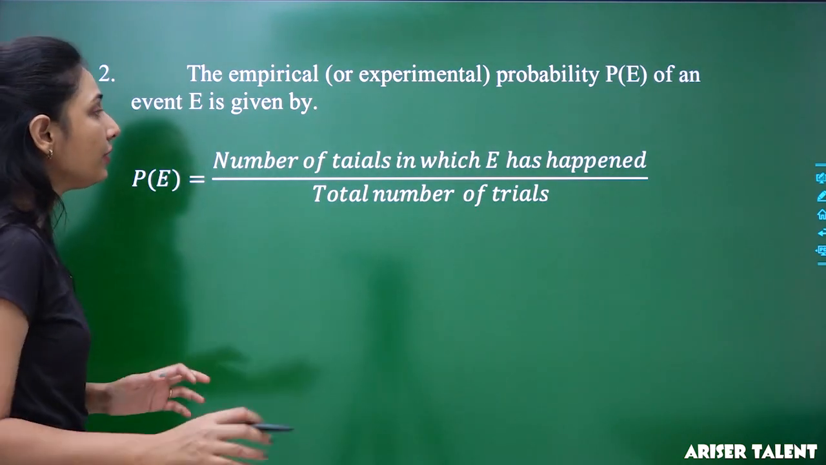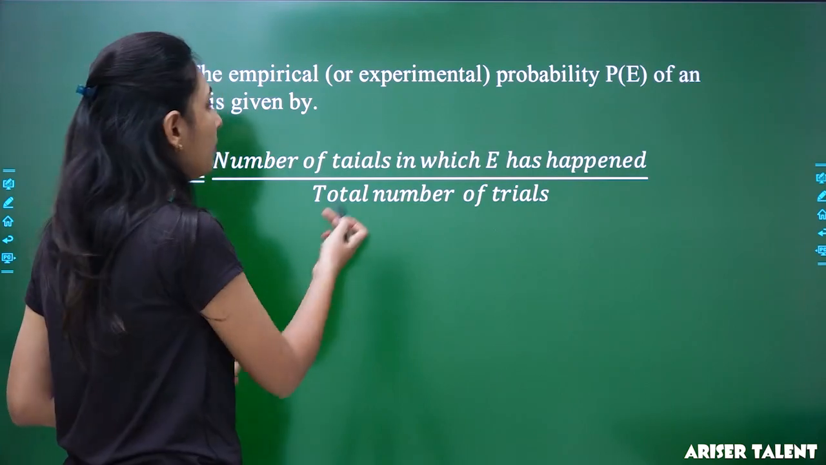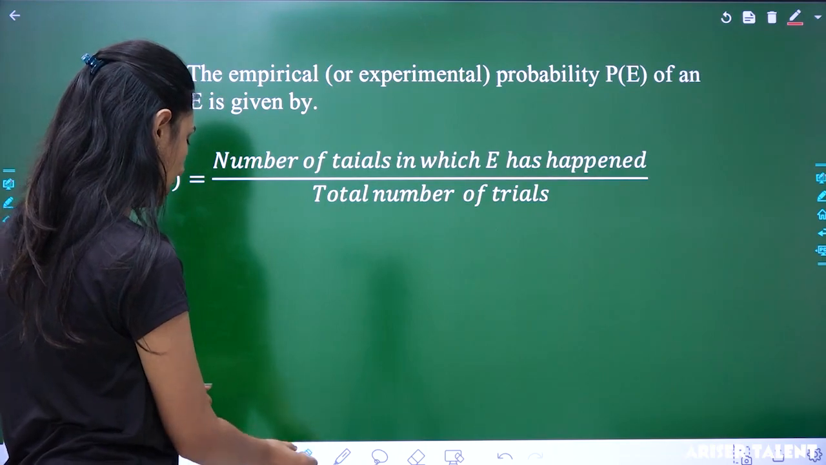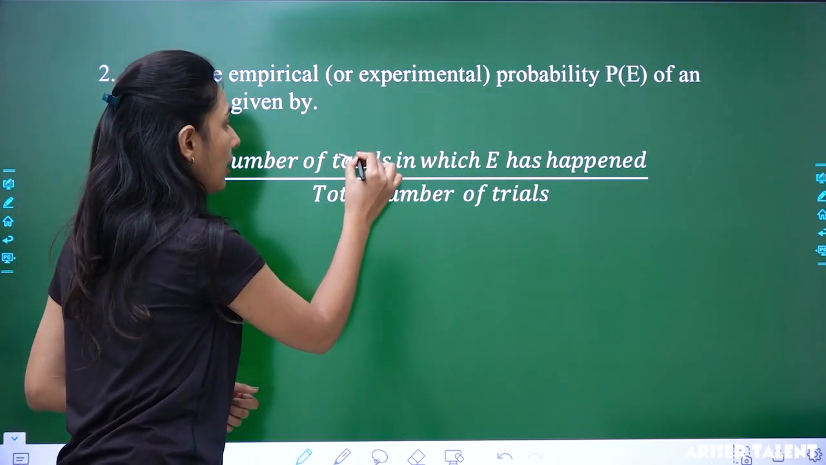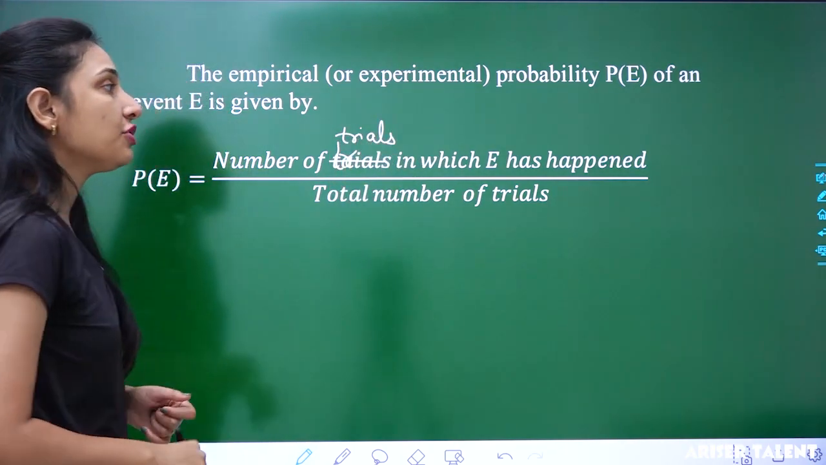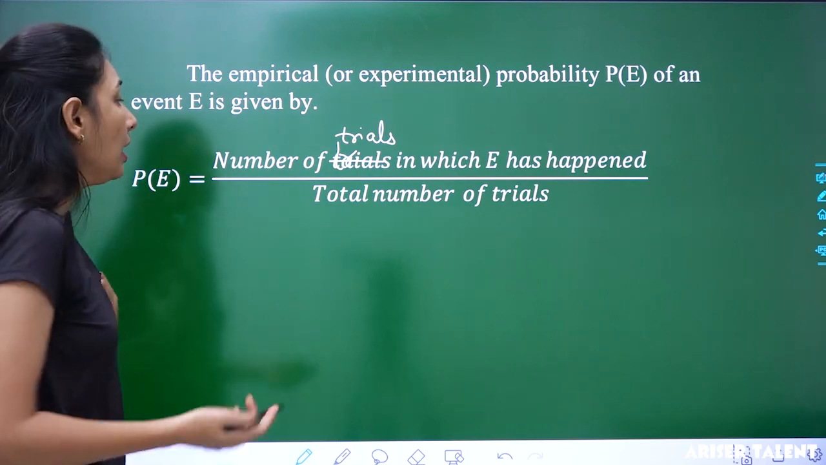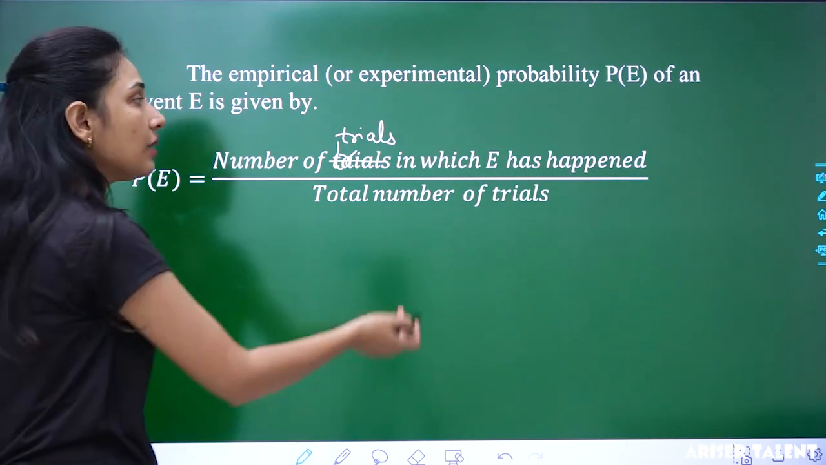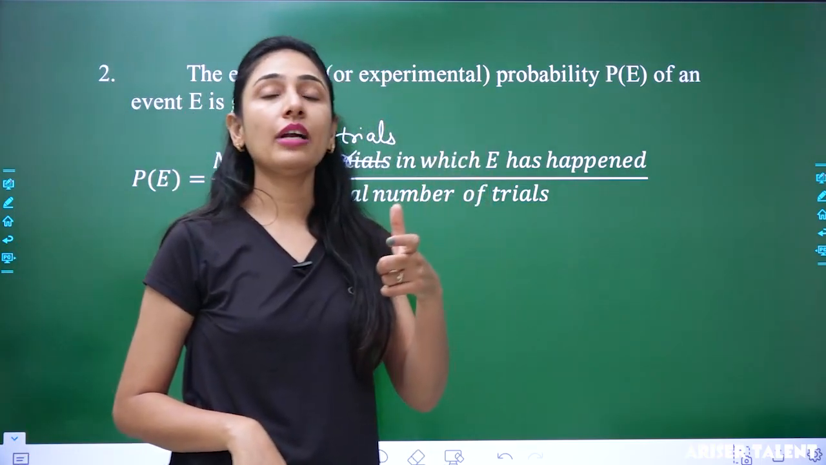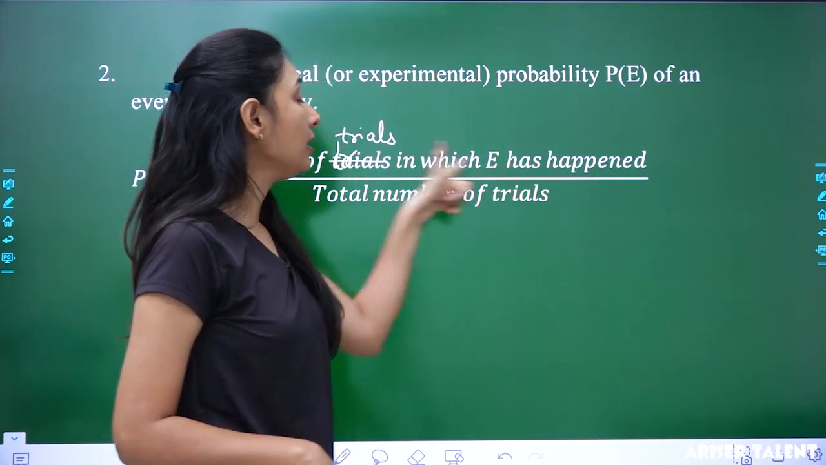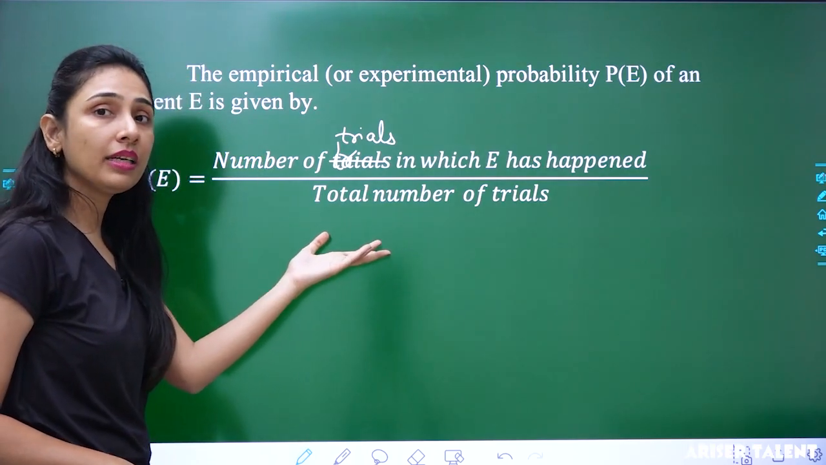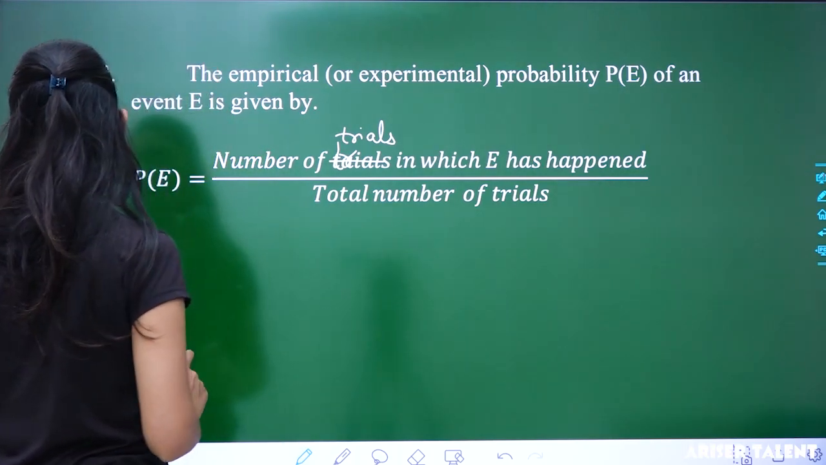So for the probability of an event, we got the formula like that. Number of trials in which E, the event, has happened, upon the total number of trials. If I am talking about a head happening, then the number of trials in which I got a head will be counted in the numerator, and the total number of trials will be written in the denominator. This is a simple formula.